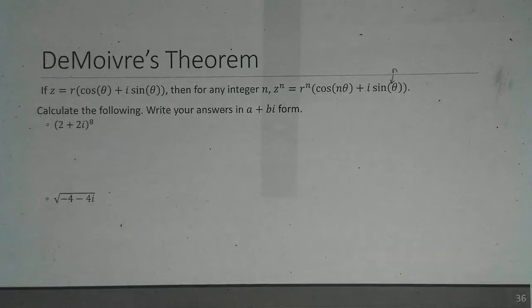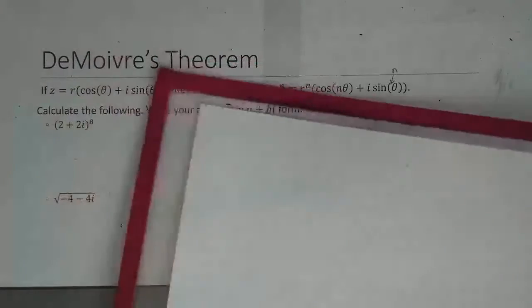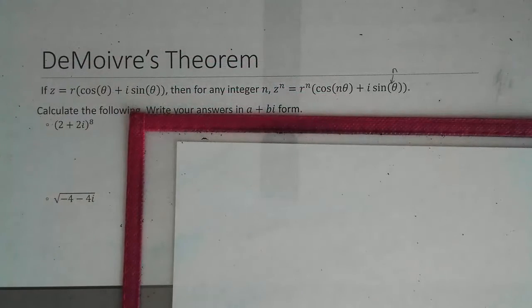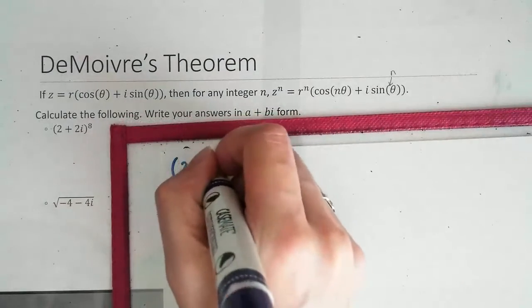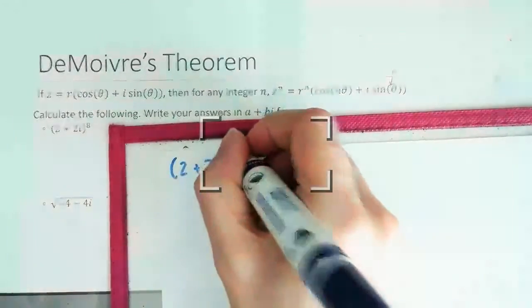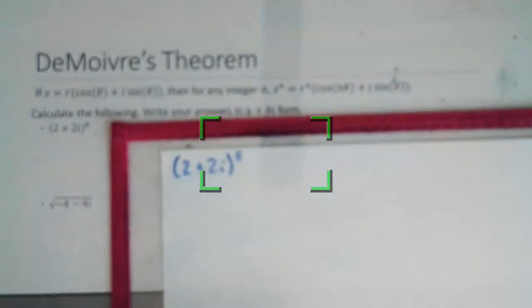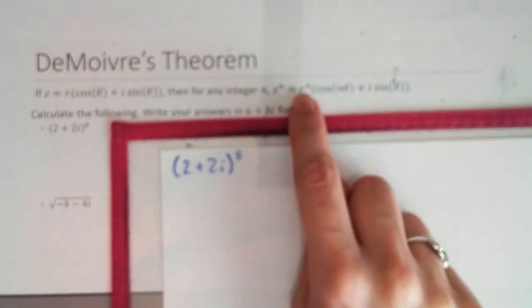So let's see what we can do with this. First up, we want to work with 2 plus 2i raised to the 8th power. It looks like I'm still going to need to know r and theta, so I can start by finding those. The other thing I need is n, but n is just my exponent, and that's quite clearly 8. So we know n is going to equal 8. I need to find my r and my theta.